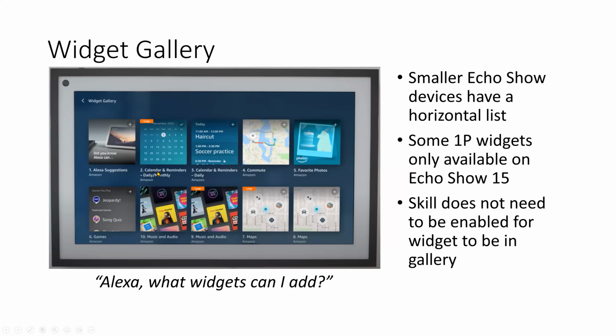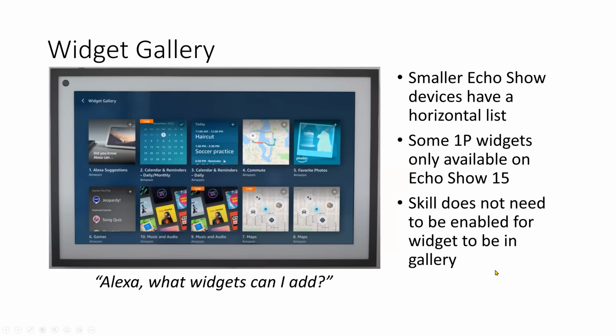So here, there's a calendar reminders, and there's a calendar reminders large and then normal size. These large ones, and some of the map ones and other things, are only available on Echo Show 15. So if you were to look at the widget gallery on a smaller device, there'll be fewer widgets available. But as far as I know, any third-party widgets that you create will appear on both.